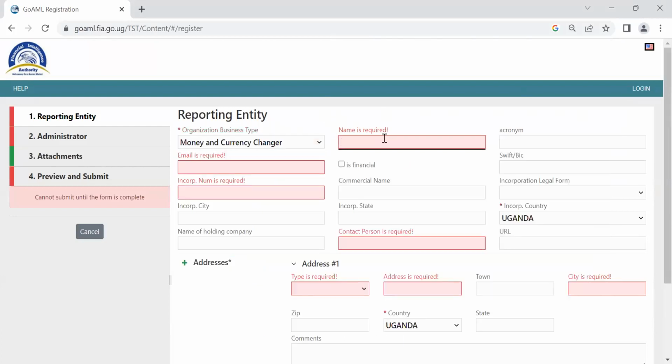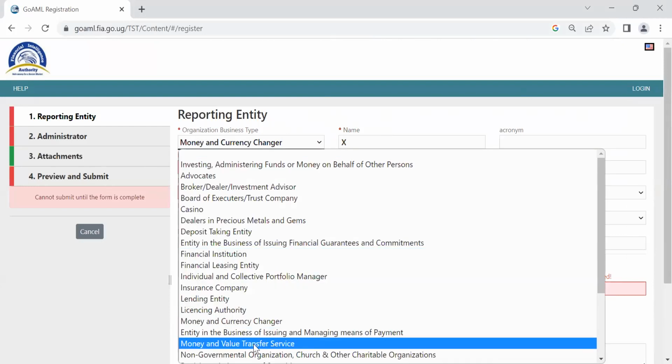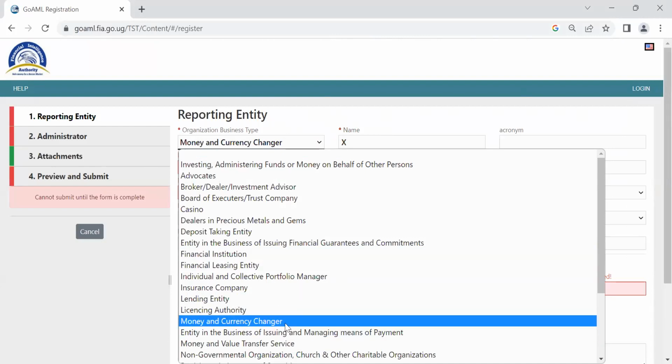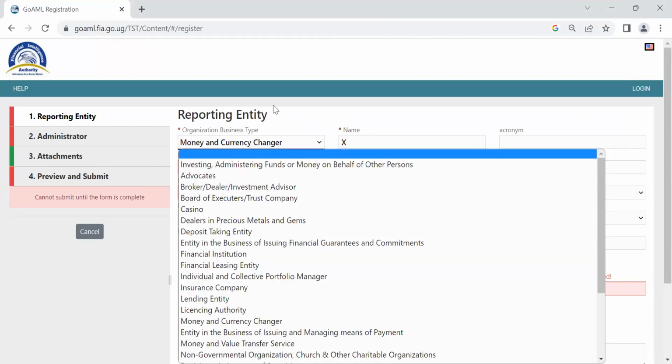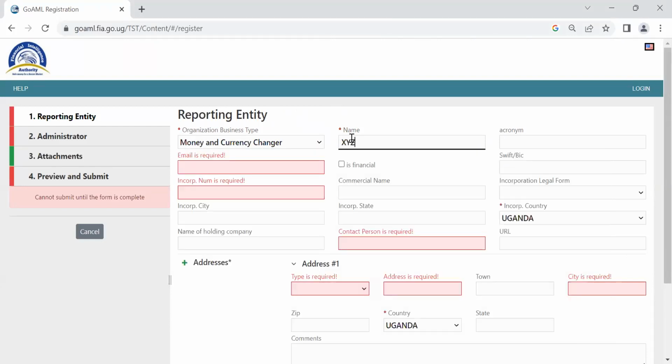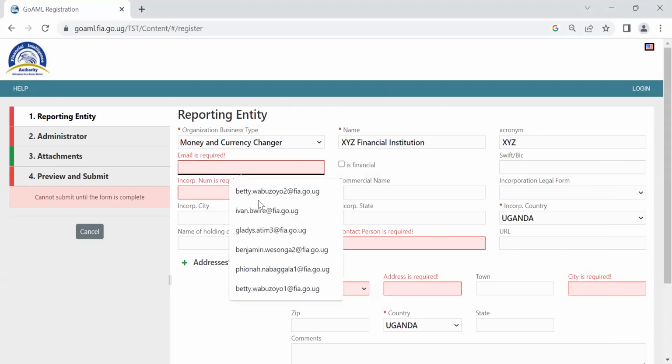Okay. For money and currency changer, this is the organization type. So it's money and currency changer for Forex. And if you're doing money transfer, you have to register twice, first as money and currency changer, then secondly as money and value transfer service. So this is XYZ financial institution. Acronym is a short name of the institution. And then here is the email.